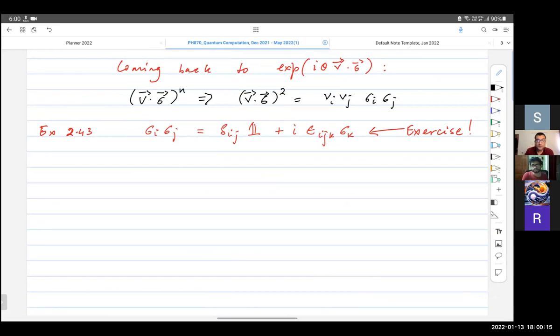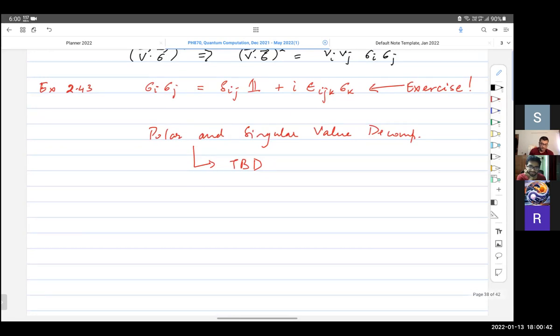What else? There is a little bit more that is mentioned in Nielsen and Chuang, which is called the polar and singular value decomposition. But I will leave this for later when it is needed. So to be done later. Okay. So this brings us to the end of our linear algebra, at least what we need for our purposes. All right. And so now I will get started by introducing some quantum gates, and the Bloch sphere representation of quantum states.